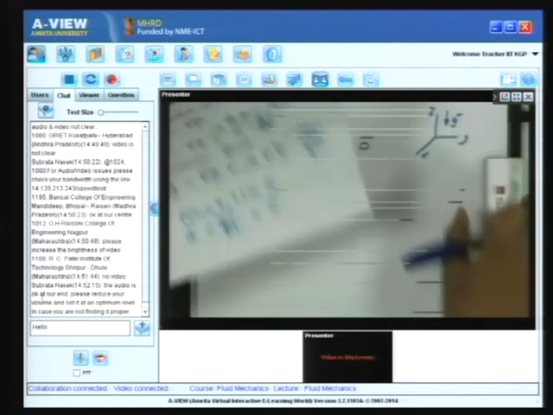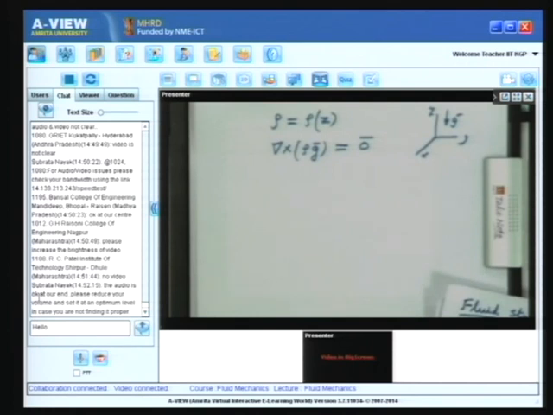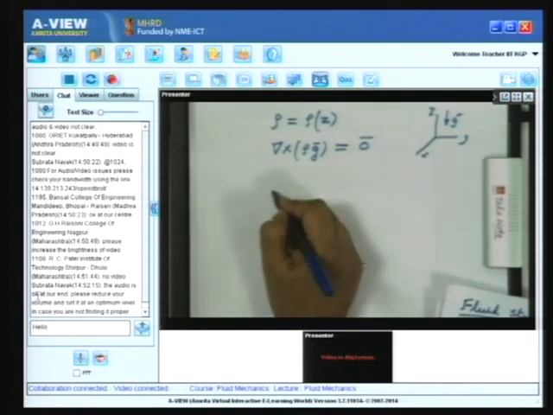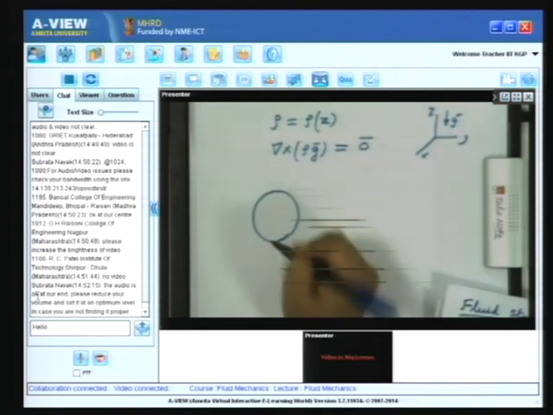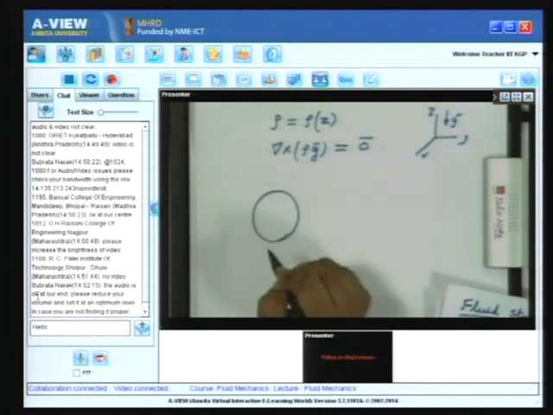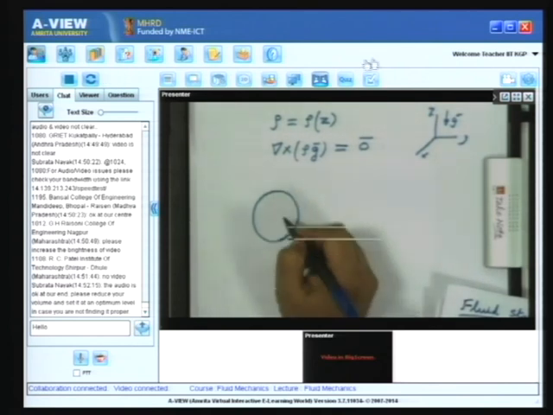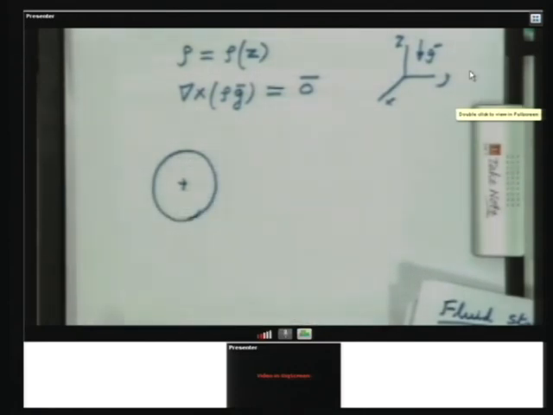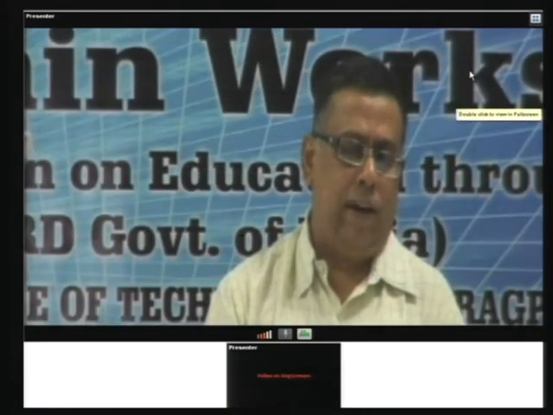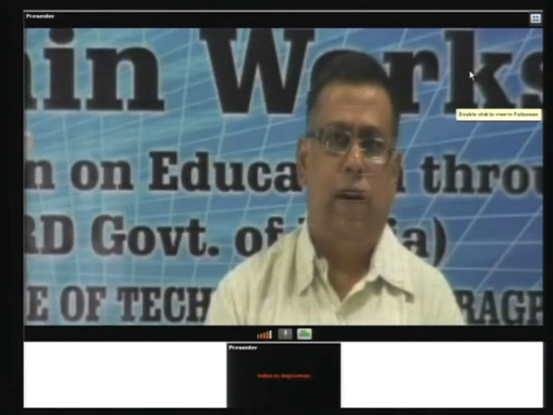Now, we can give a physical interpretation to this also. If you consider a fluid element which is in the form of a sphere in 3D or in the form of a circle in 2D, this is the centroid. So, let us see what are the forces which act on this. One is the body force, and the body force will act at the center of gravity.